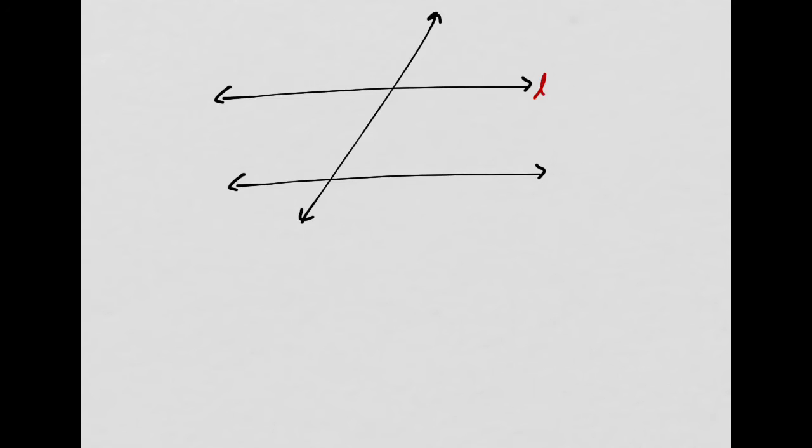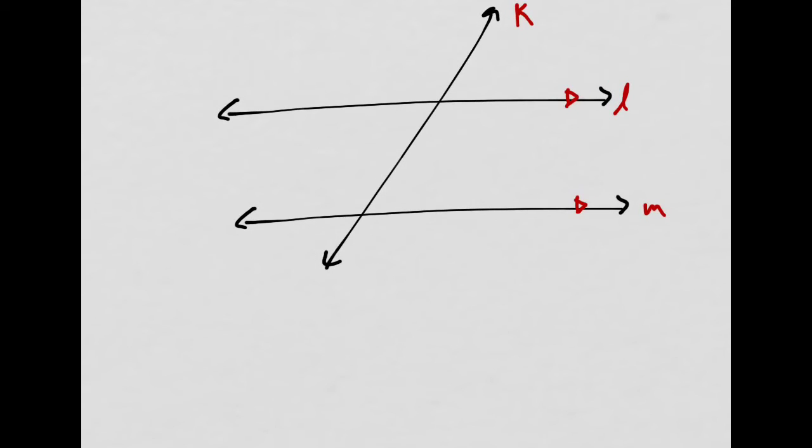So the parallel lines here are L and M. You can denote that they're parallel by putting a little arrow on them. Those are parallel lines. And this line K, that one's the transversal. So we have two parallel lines cut by a transversal. And we already know that this angle and that angle are going to be congruent.